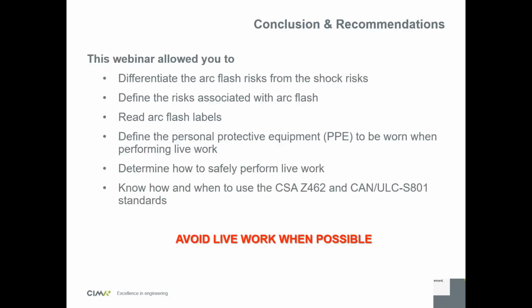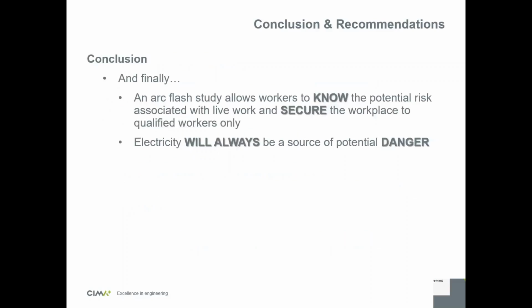So to finish this webinar, I hope this webinar allowed you to differentiate between arc flash risks and shock risks, define the risk associated with arc flash, how to read arc flash labels, how to define the PPE to wear when performing live work, how to safely perform live work, how and when to use the CSA Z462 versus the CAN ULC S801. And also remind yourself that it's better to avoid live work whenever possible. And finally, an arc flash study allows workers to know the potential risk associated with live work and secure the workplace to qualified workers only. And remind yourself that electricity will always be a source of potential danger.